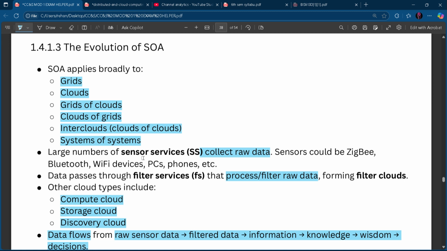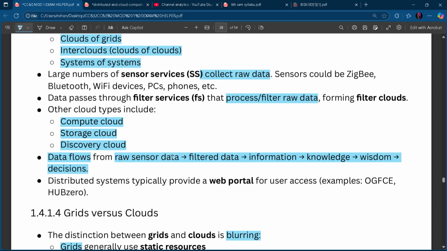Large numbers of sensor devices collect raw data. All this collected raw data passes through filter services, where it is processed or filtered, forming filter clouds. Other cloud types include compute cloud, storage cloud, and discovery clouds. Then the data flows from raw sensor data to filtered data. After filtering the data, you get information.